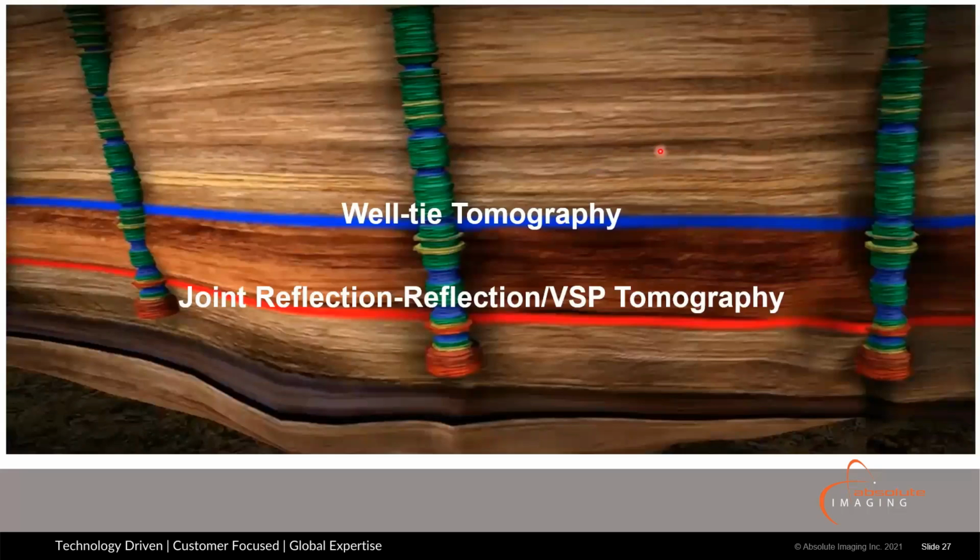So when we are talking about well-tie tomography, we have two options within tomography itself. We have a joint reflection and refraction, and reflection, so we can combine those and simultaneously update, and then well-tie tomography as well.